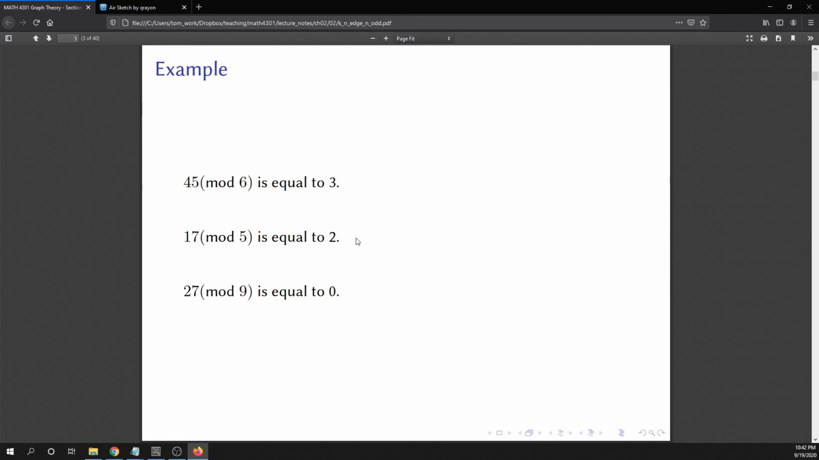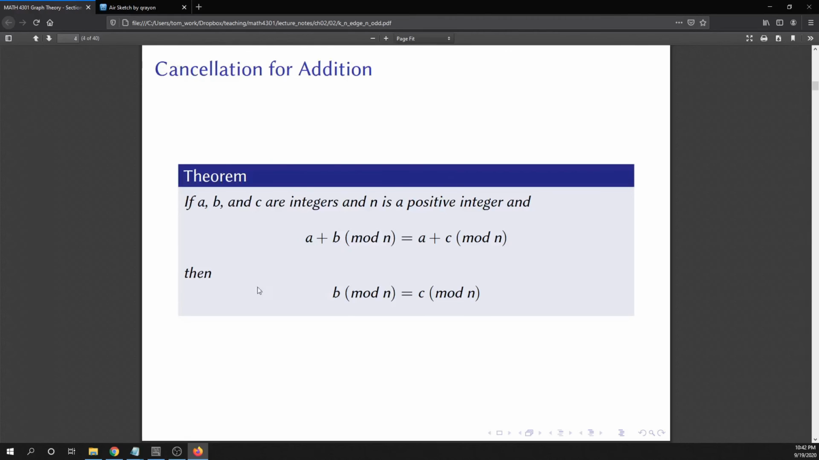That's what we're going to use in the coloring of the complete graph on n vertices. We'll also need this little cancellation law for the mod. This is for addition. If a plus b mod n is equal to a plus c mod n, with these a's being the same, then I can conclude that b mod n is equal to c mod n. That's one of the things we're going to need to do the coloring.